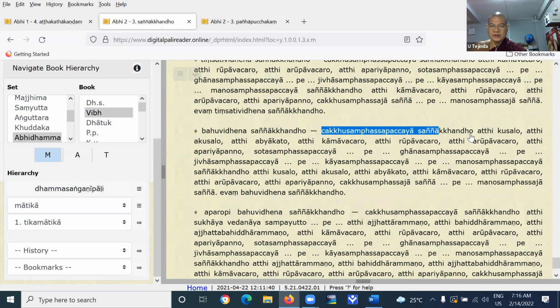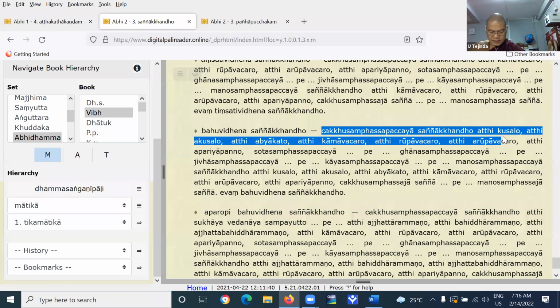Jaku Sapasa Pajya Sanya Khando, Ati Kusla, Ati Akusla, Ati Abhyagado, Ati Kamajara, Ati Rupajara, Ati Arupajara, Ati Abriyapano. Stop there. You see? Jaku Sapasajya Sanya, Soda Sapasajya Sanya, those 6 Sanya do not follow this one. But in the case of Vijnana Khanda, Jaku Vijnana, Soda Vijnana, Gana Vijnana, Jiva Vijnana, Kaya Vijnana, Mano Vijnana, the 6 Vijnana always follow the 6 Sapasa. But in the case of other Khandas, here they do not follow the Sapasa.